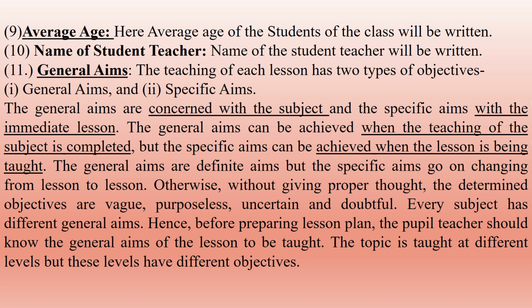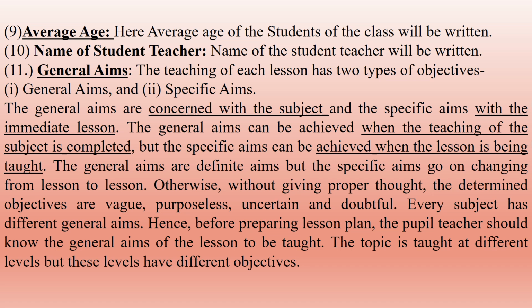Now we come to the general aims. The teaching of each lesson has two types of objectives: general aims and specific aims. The general aims are concerned with the subject and the specific aims with the immediate lesson. The general aims can be achieved when the teaching of the subject is completed, but the specific aim can be achieved when the lesson is being taught. Another difference between these two types of aims is that the general aims are definite aims, but the specific aims go on changing from lesson to lesson.